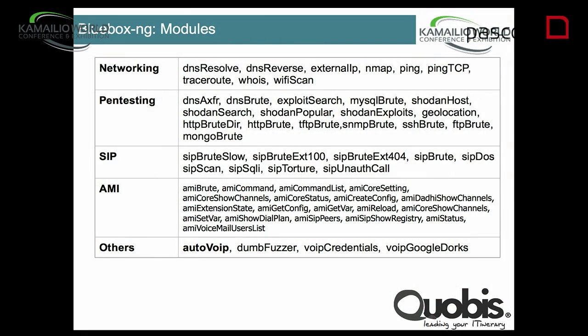Lately, we added a lot of modules related to the Asterisk Manager Interface, so we can brute force looking for user and password, and once we get access to it, we can issue all the commands that it allows us to do to get some configuration information or change parameters. And finally, we have other modules, and I would like to highlight the AutoVoIP, that is the automatic pen testing module.